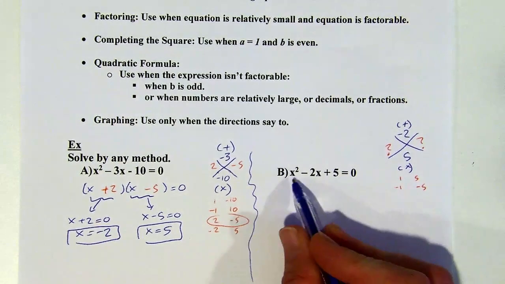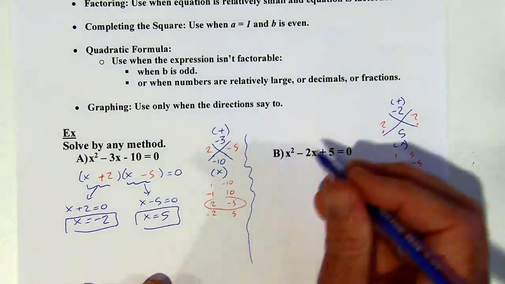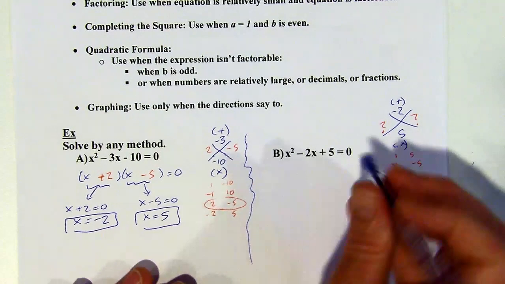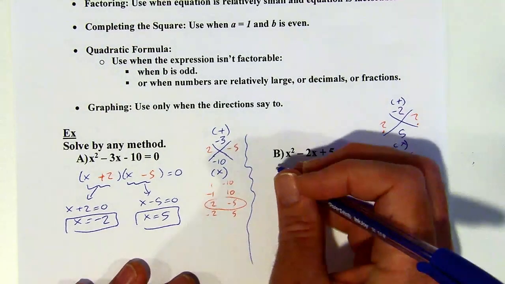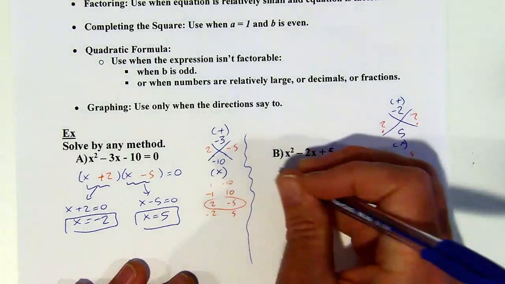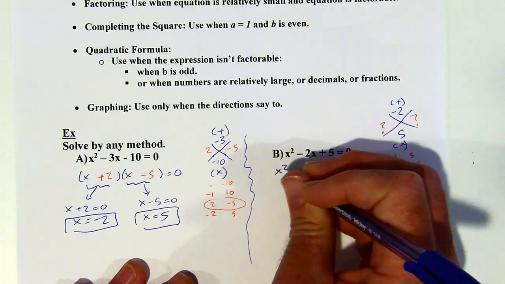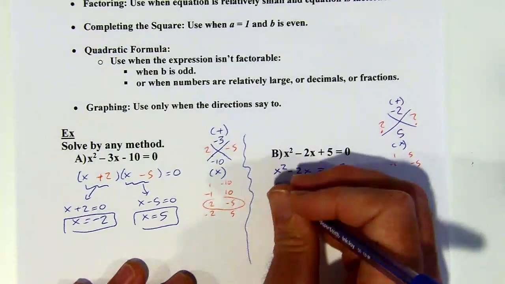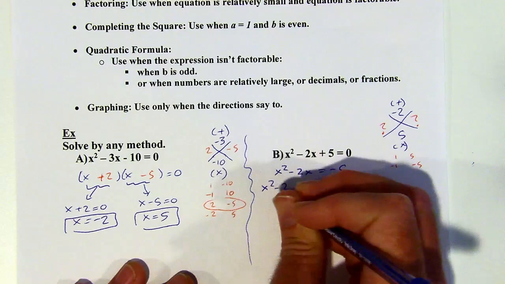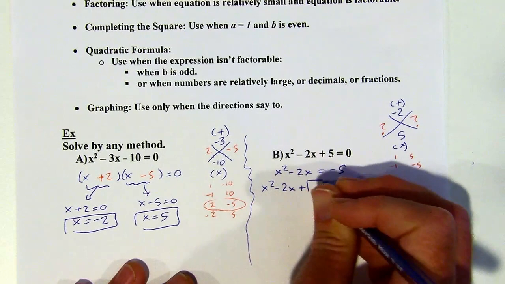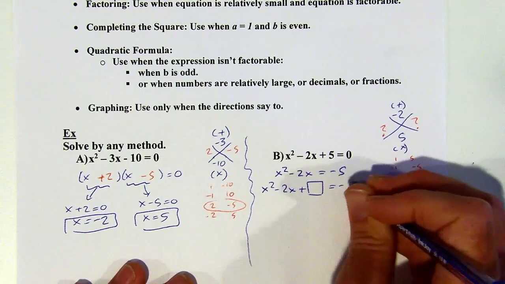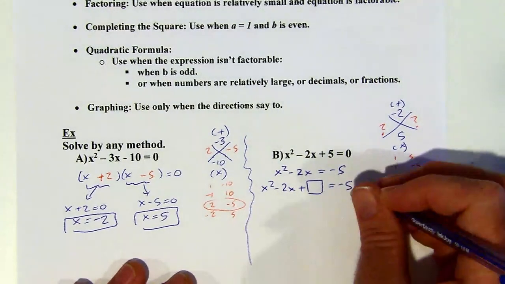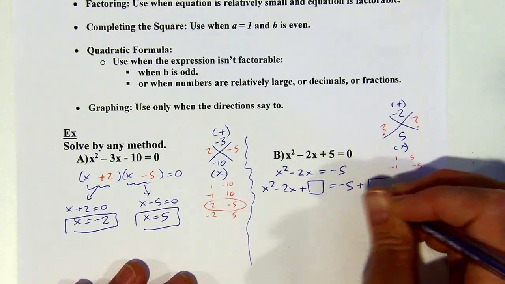That means I'm going to try to create a perfect square trinomial. I explained this in an earlier section, right? But I'm going to move the 5 to the other side of the equation, so I'm going to be subtracting 5 from both sides. Then I'm going to be looking for a mystery number here, and I'm going to add something there, so I got to add the same thing to the other side of the equation.